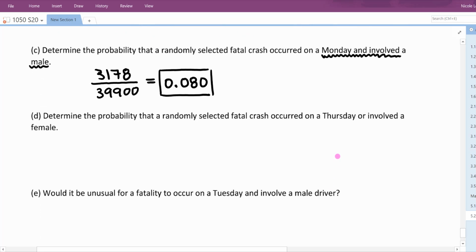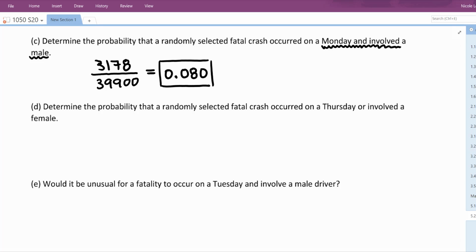Okay, so then now let's look at part D. We want to determine the probability that a randomly selected fatal crash occurred on a Thursday or, okay, so add, or involved a female. Okay, so occurred on a Thursday or involved a female. Our two groups will be Thursday and then involved a female driver.